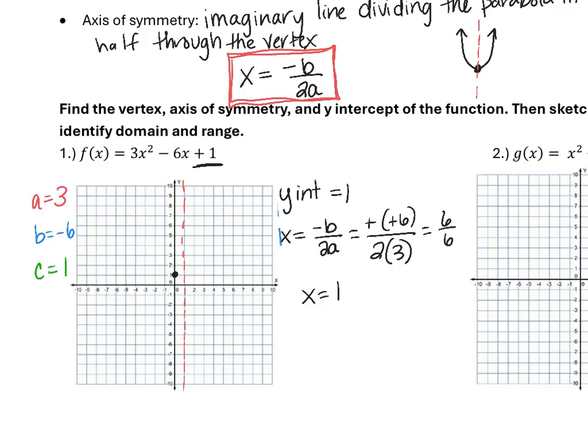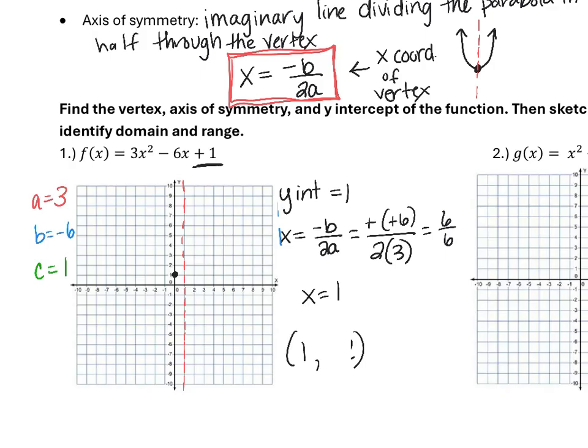I know that that axis of symmetry is going to divide my parabola in half. This x value is also the x coordinate of the vertex, because it goes right through the vertex. So when we find that axis of symmetry, we also know the x coordinate of our vertex. But we need to figure out the y coordinate. So like, where along this axis of symmetry is the vertex going to happen?